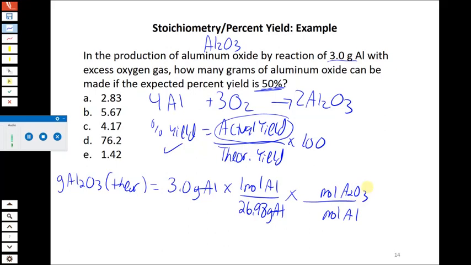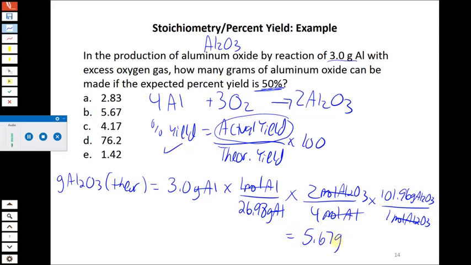So we look at the coefficients. 2 moles of Al2O3, coefficient of 2, per every 4 moles of aluminum. And then the last step is going to be using the molar mass of Al2O3 to figure out what mass of that forms. So now that we have the moles of this substance, we can use its molar mass, which I'll not calculate, but it's going to be 101.96. 101.96 grams per mole of Al2O3 gives us a theoretical yield of 5.67 grams.